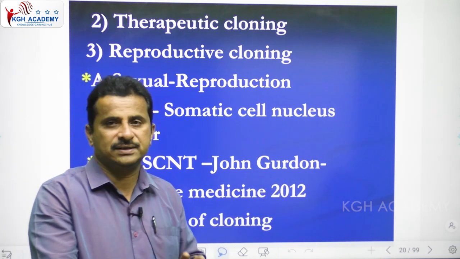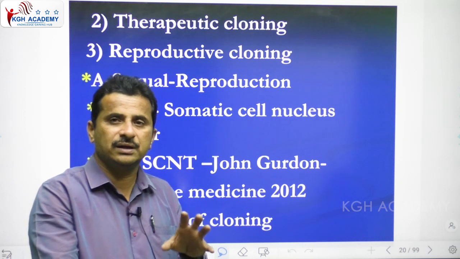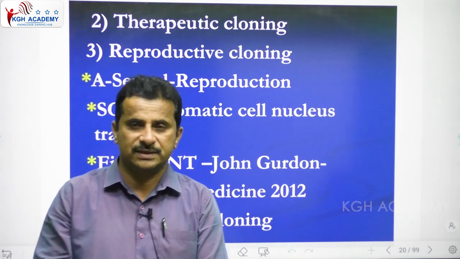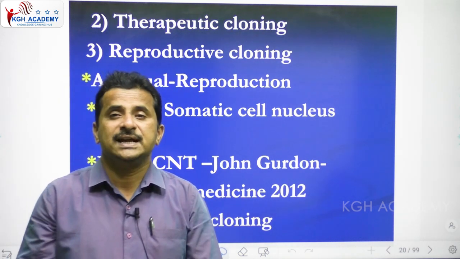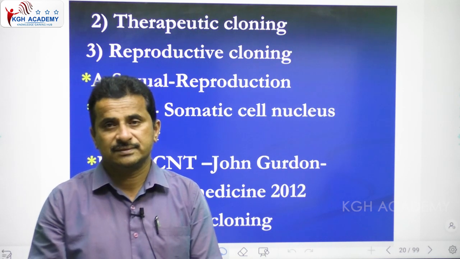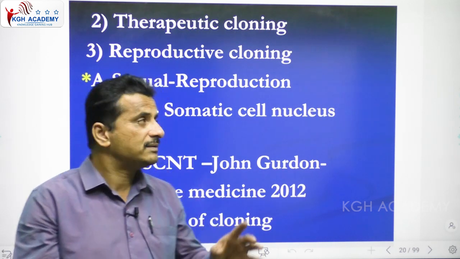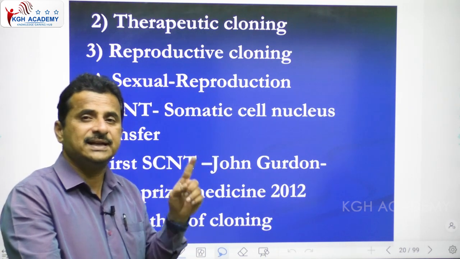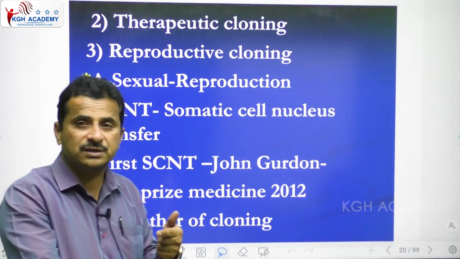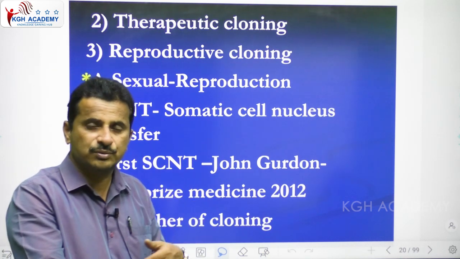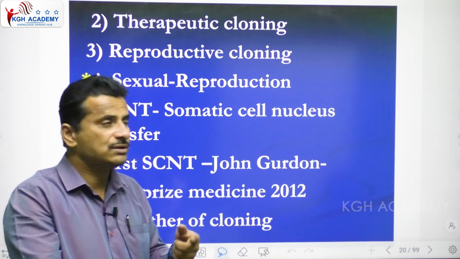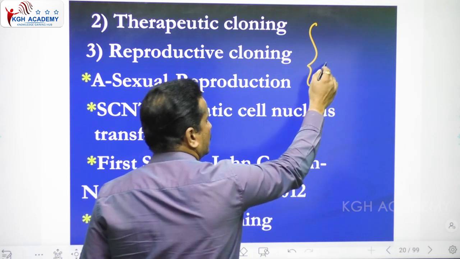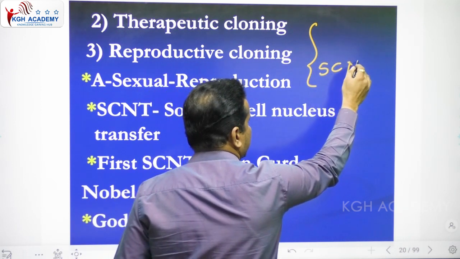Next, very, very important: the real cloning is therapeutic cloning or reproductive cloning. Cloning experiments, particularly the SCNT, somatic cell nuclear transfer experiment, for therapy or treatment, that is called therapeutic cloning. SCNT experiments for reproduction, to continue the next generation by producing another animal, is called reproductive cloning. These two, therapeutic cloning and reproductive cloning, totally depend upon a technique called SCNT.